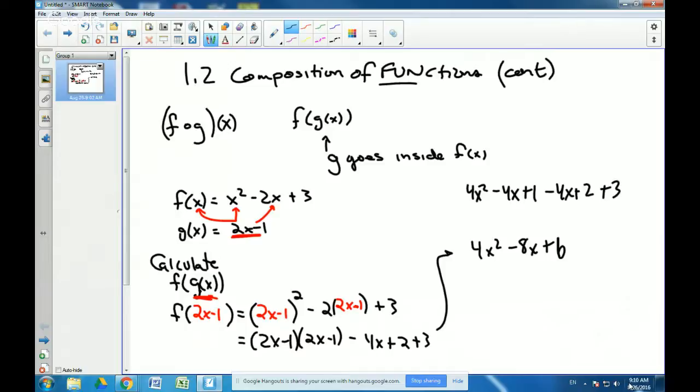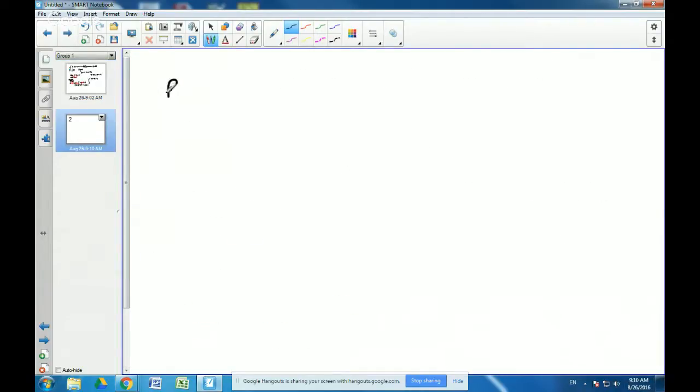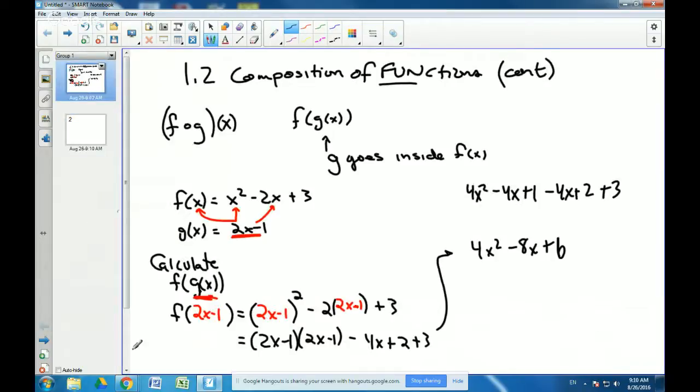Okay, one more and we'll be done. I just want to talk to you about domain and range. Doesn't f of g and g of f come out differently? Yes, good, thank you for saying that. If I did g of f of x, they would be different. Okay, do we need to do that one? No.